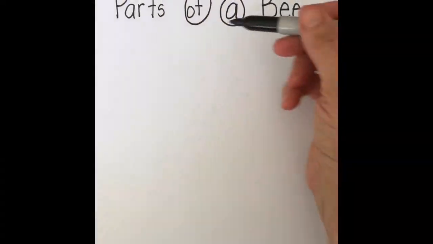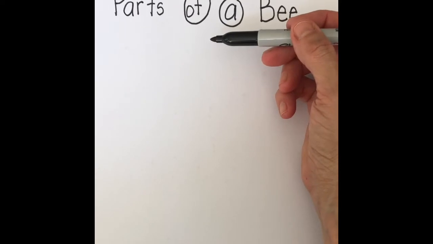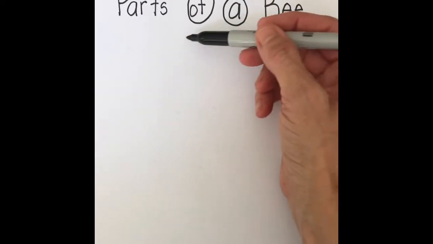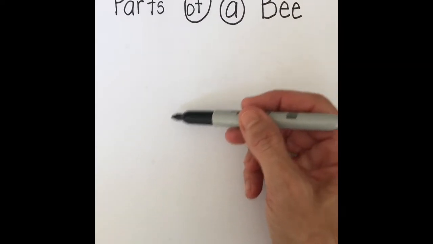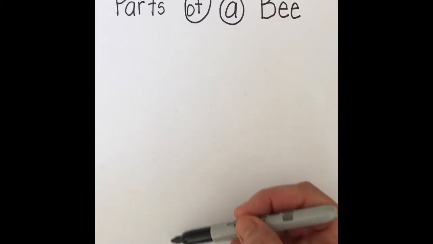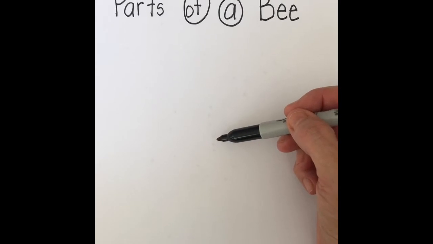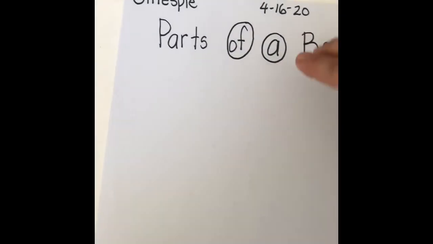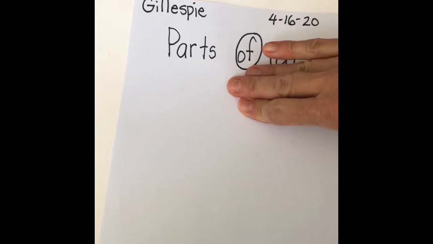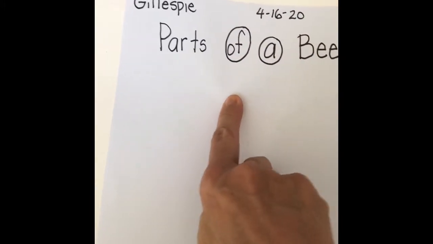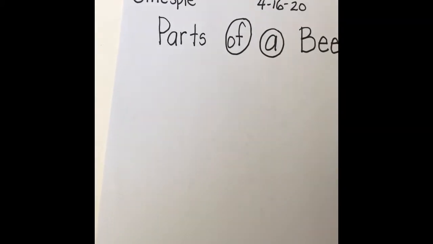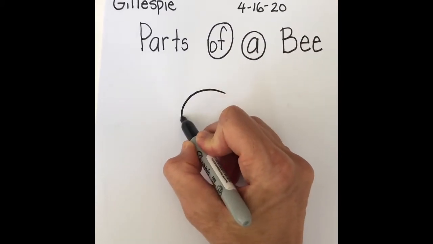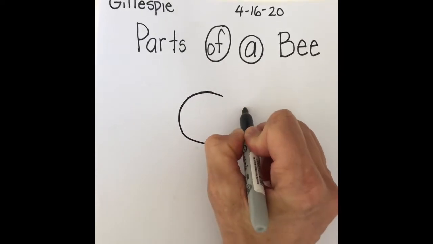Let's get started. We're going to draw the three main body parts of a bee: a head, then the thorax, and then the abdomen. At the top, we're going to start with the head. Put three fingers under the title, and then we'll start from about there. The head is shaped like a fat oval.